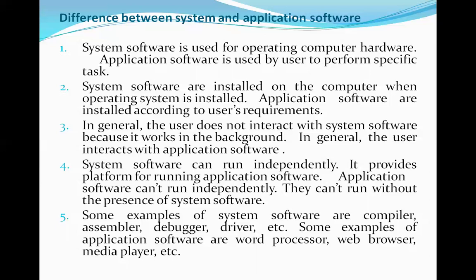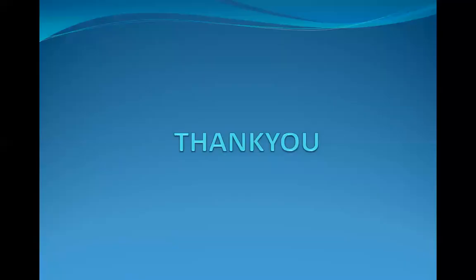In general, the user interacts with application software, and system software can run independently. It provides a platform for running application software. Application software cannot run independently. It cannot run without the presence of system software. Some examples of system software are compiler, assembler, debugger, driver, etc. Some examples of application software are word processor, web browser, and media player.